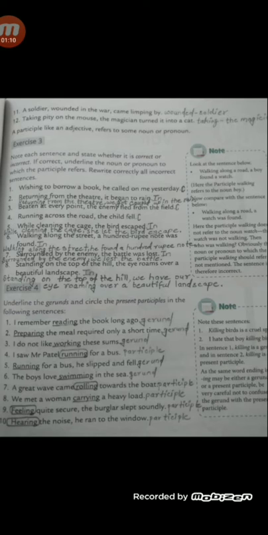"Returning from the theater, it began to rain." Okay, returning from the theater. Who was returning from the theater? Not given. That's why it's an incorrect sentence. So we have to also use a noun or pronoun element.